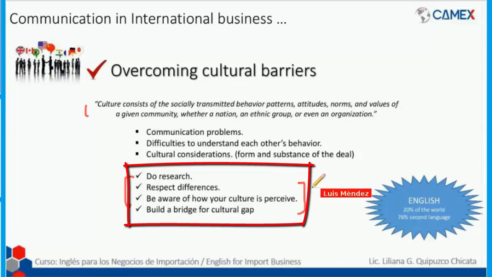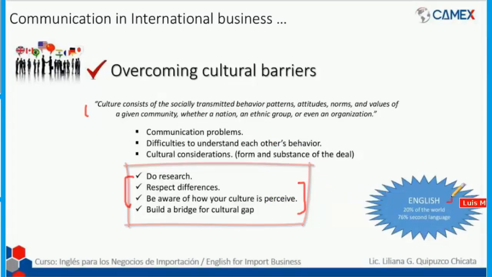Also, English, the language, is really important. Why? Right now, the three most important languages for doing business and in general are Chinese, because there are a lot of Chinese people, English, because most people speak English, and also Spanish.